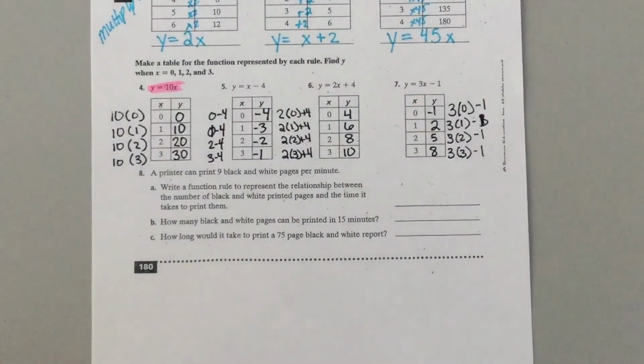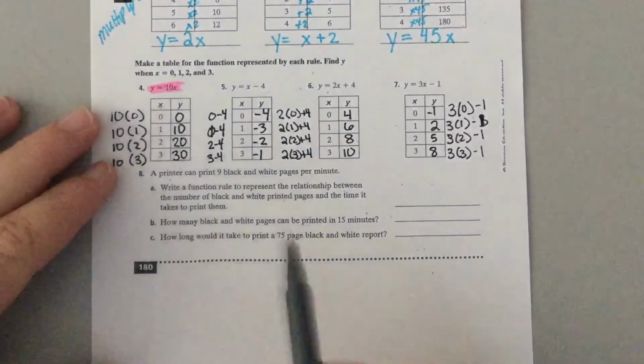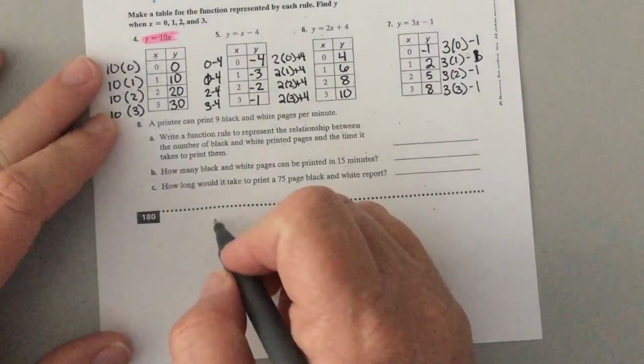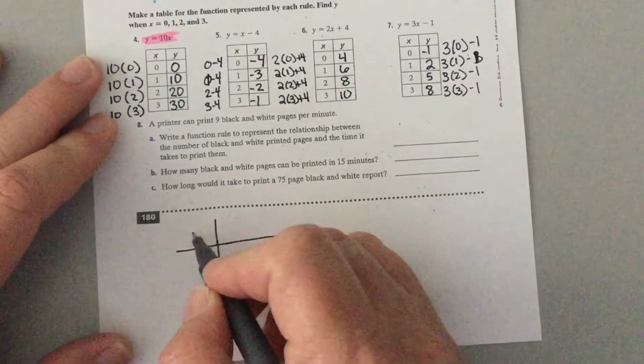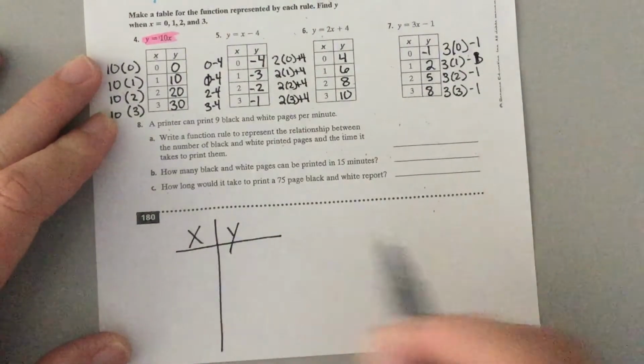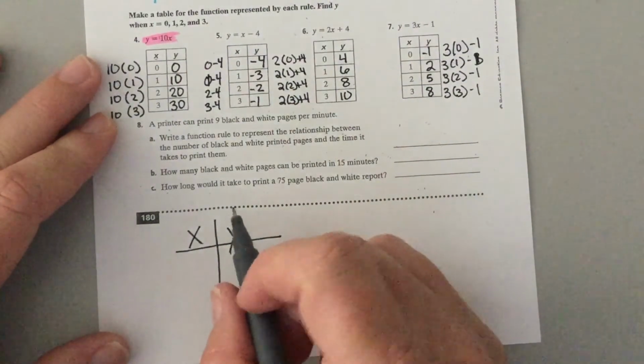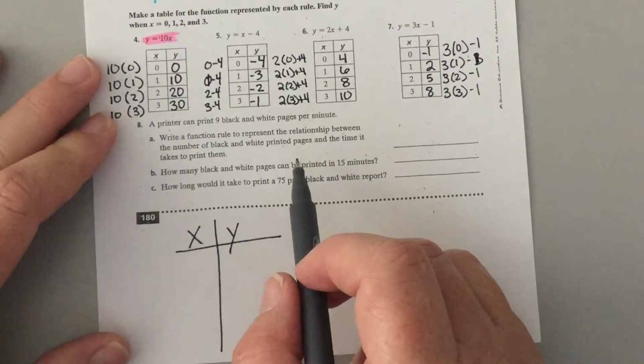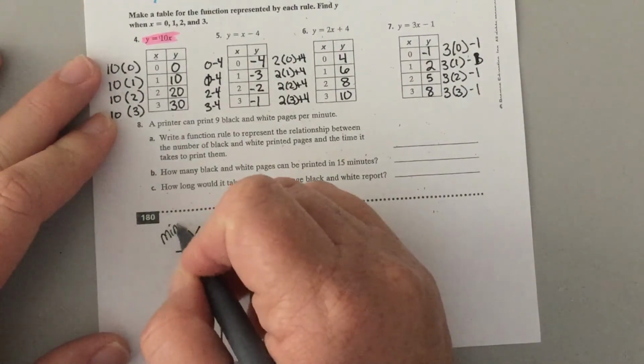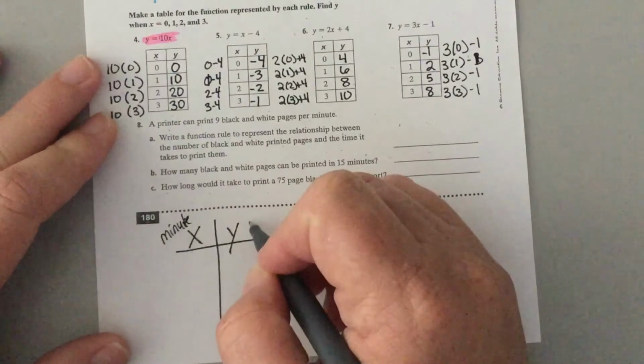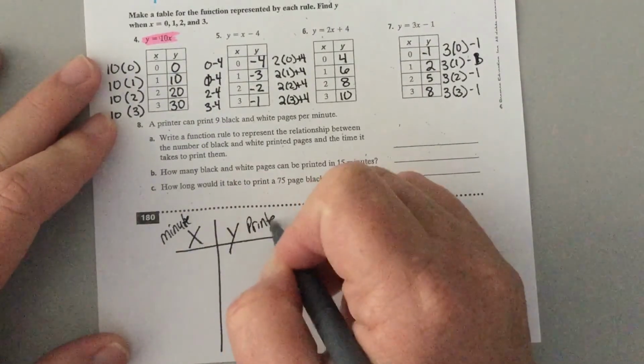So let's look at number 8. A printer can print 9 black and white pages per minute. Write a function rule to represent the relationship between the number of black and white printed pages and the time it takes. So I'm going to go ahead and make me an input-output table. And I know this being the minutes, and this is the printed pages.